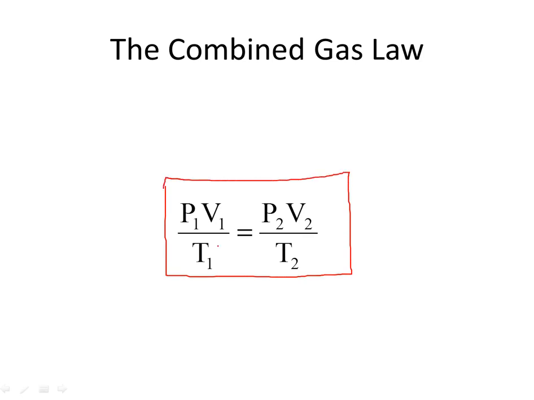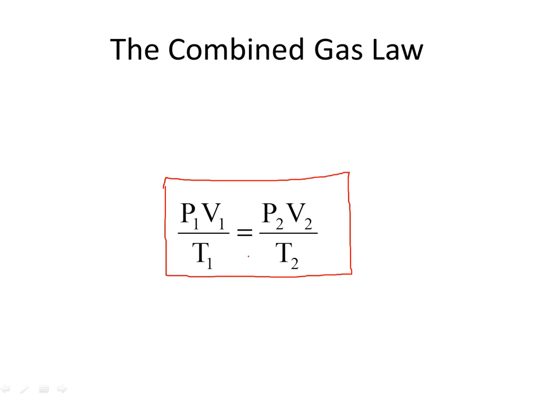We have all three variables of pressure, volume, and temperature in one equation, with the initial circumstances and the final circumstances for any given amount of gas. This is assuming we're talking about the same amount of gas. If you were to add more gas or take away gas, this would not hold true.